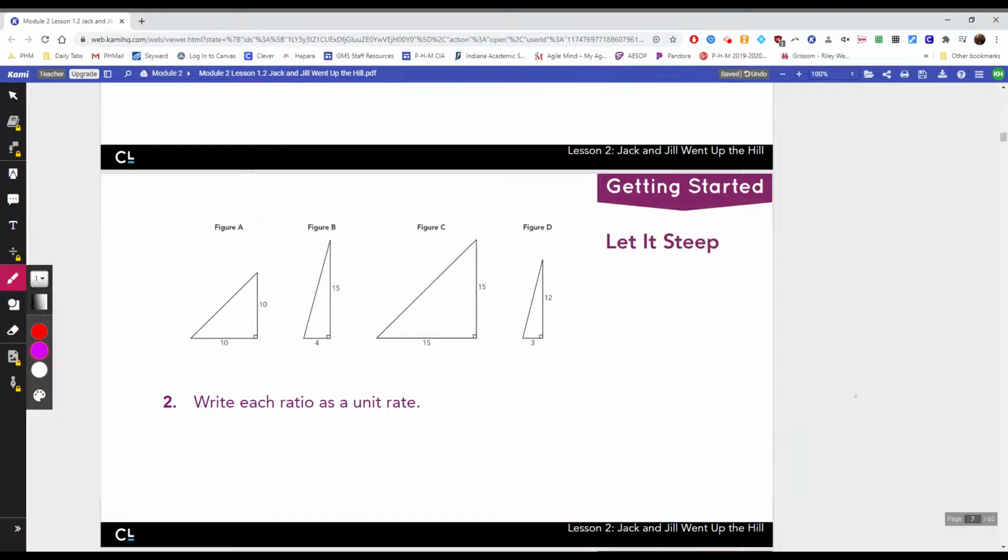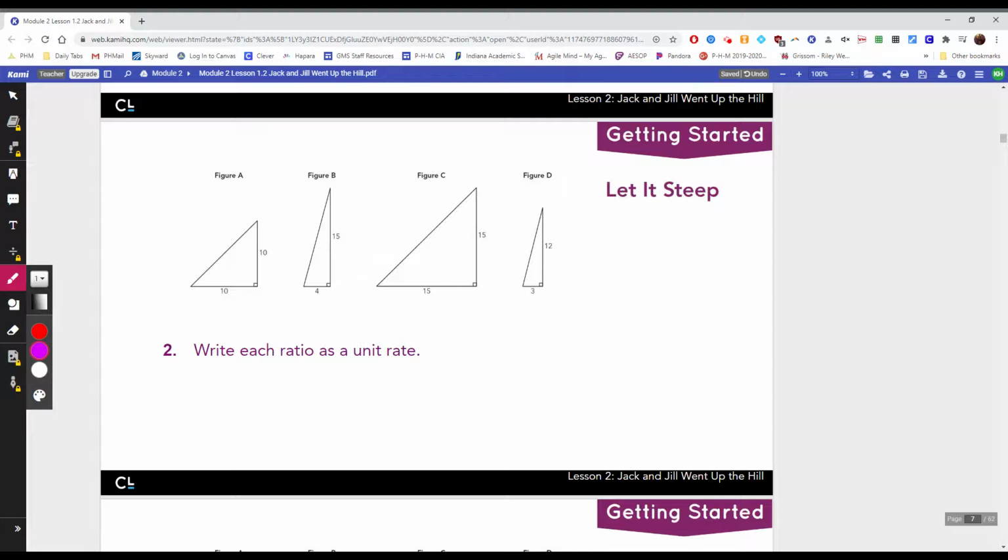For the second part of this, we're going to take each one of those ratios and write them as a unit rate. So we had 10 over 10, we had 15 over 4, we had 15 over 15, and we had 12 over 3. So unit rate means we want the denominator to equal 1. In order for the denominator to equal 1 here, we would divide both of these by the denominator, which gives us 1 over 1, or just 1 for figure A.